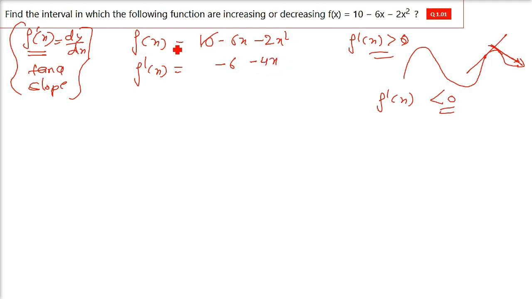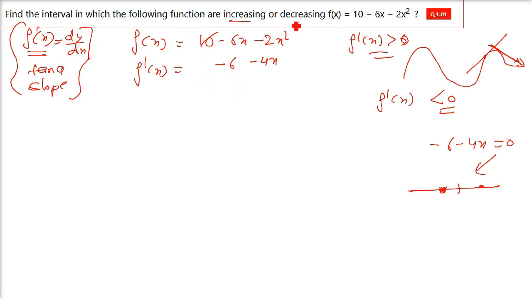Alright, now you will see in various literature, people solve it by saying minus 6 minus 4x equals 0. Find the value of x, locate that point on the line, take a value just lower or higher than that value, put it in, and find out the increment and decrement. But this hit and trial won't work in mathematics. In mathematics, we need a concrete solution.